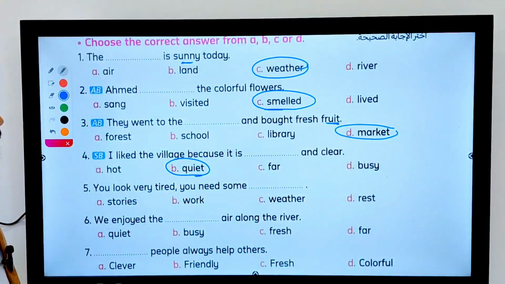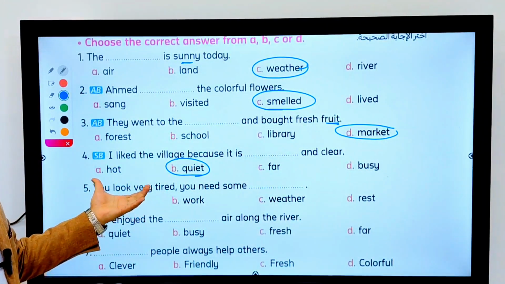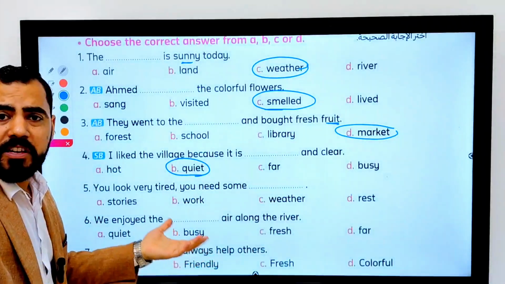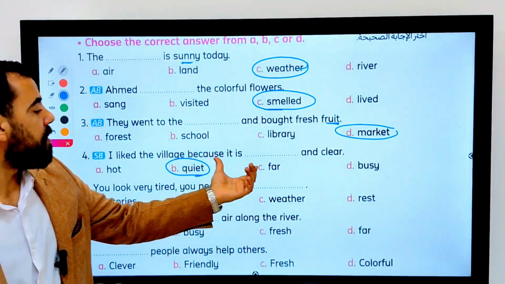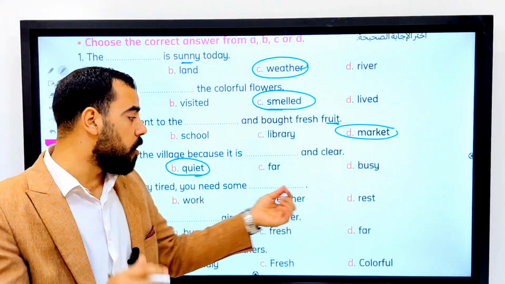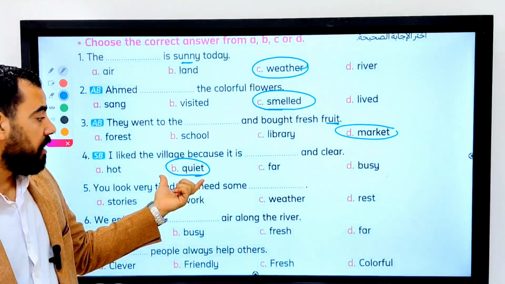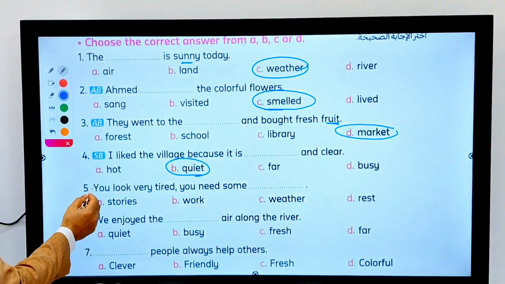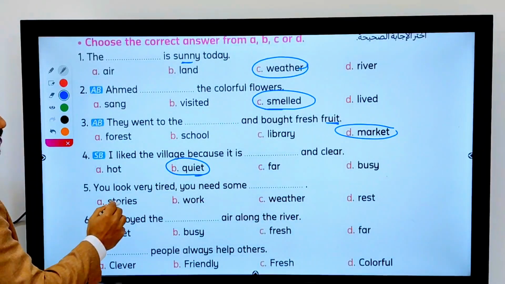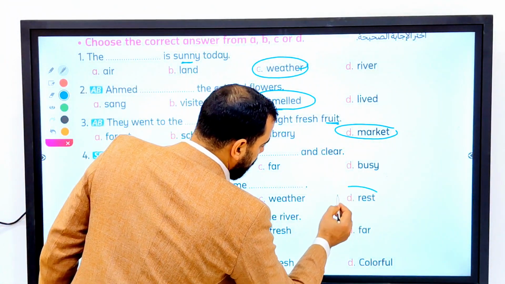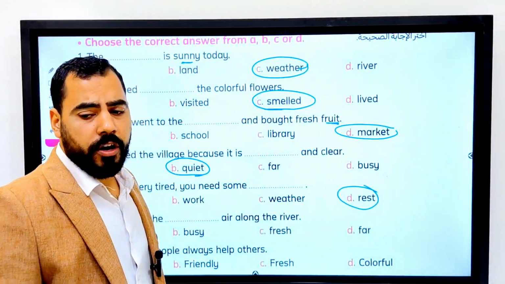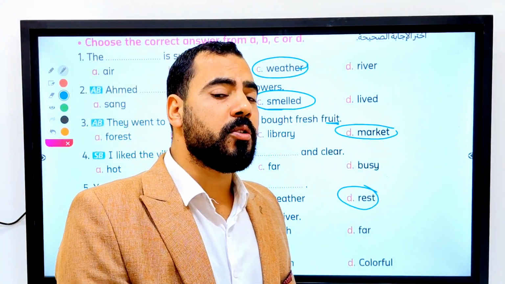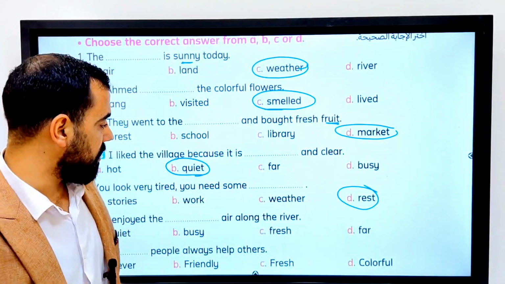So I can't describe the village to be hot. Sometimes it can be hot, but we don't like it because it's too hot. We can like the village because it's quiet and clear. You look very tired. You need some rest. When you do a lot of work, when you do your homework, when you help your mother and father, you need some rest.